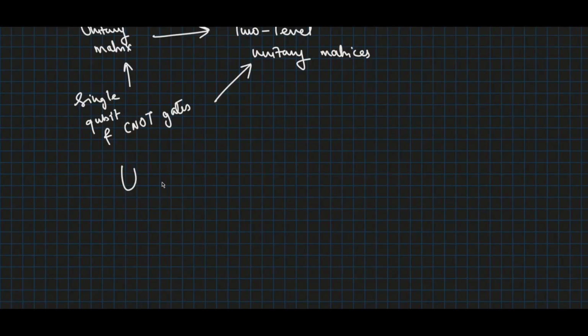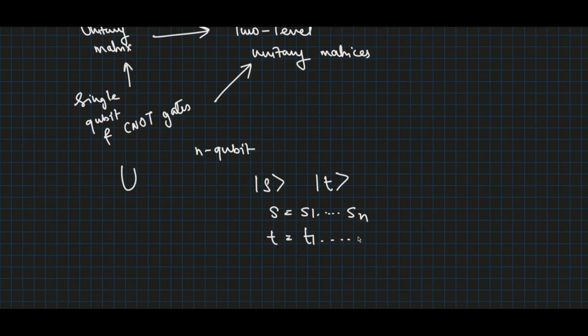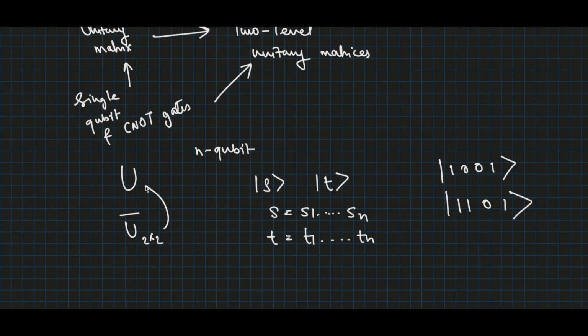So suppose U is a two-level unitary matrix on an n-qubit quantum computer. U acts non-trivially on the space spanned by the computational basis states S and T, such that S is equal to S1, S2 till Sn and T is equal to T1, T2 till Tn, where these are the binary expansions. For example, S can be 1001 and T can be 1101. Let U bar be a non-trivial 2 cross 2 unitary submatrix of U such that U bar only operates on a single qubit. Our goal is to implement U by building a circuit from single qubit and CNOT gates.